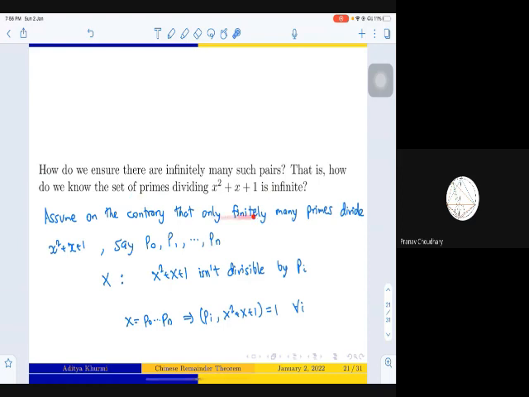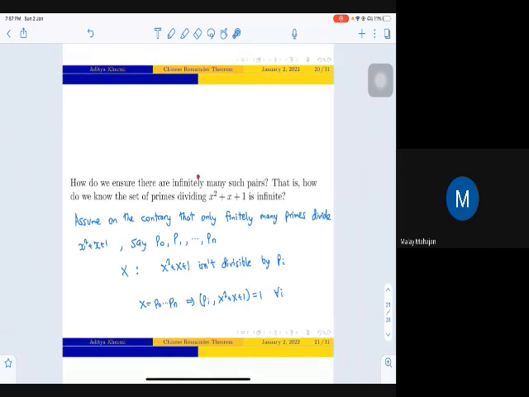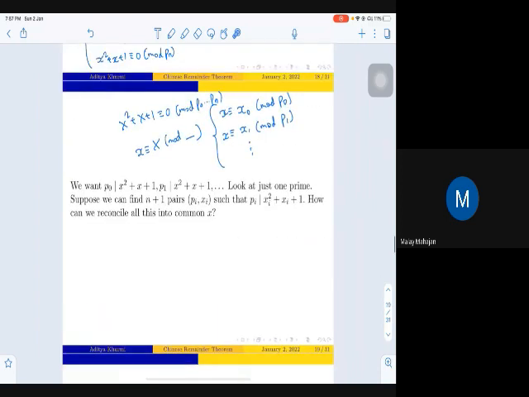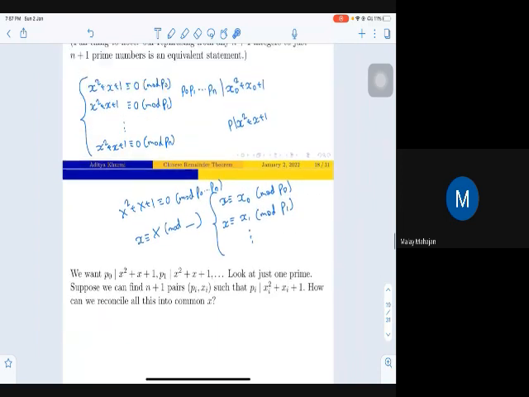So is this clear? Yeah. Okay. So this is the idea. This was the idea. So we showed this, and because of this, we can pick infinitely many primes. So there are infinitely many primes that divide this polynomial.